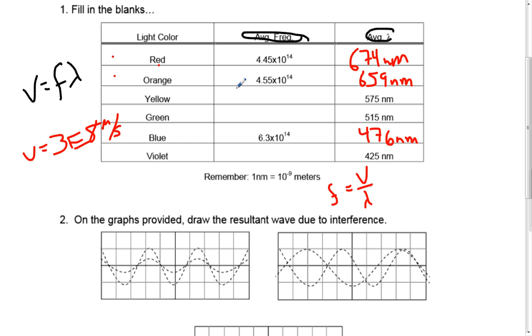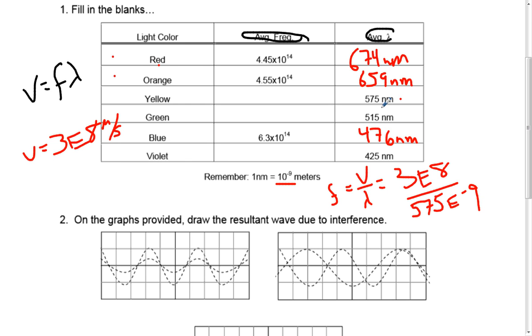Now, to get the other part, if we need frequency, we're going to do frequency is velocity divided by wavelength. So for yellow, we have, again, 3 times 10 to the 8th, so 3E8, and then divided by your wavelength. Now it says 575 nanometers, and a nanometer is 10 to the negative 9th, so we're going to say 575, and then E negative 9. Now that's not normal scientific notation, but that's okay.